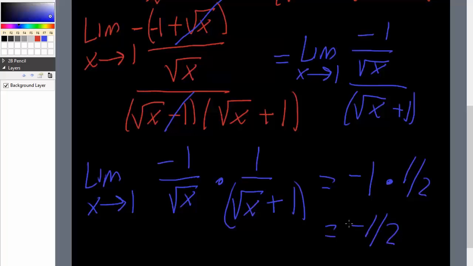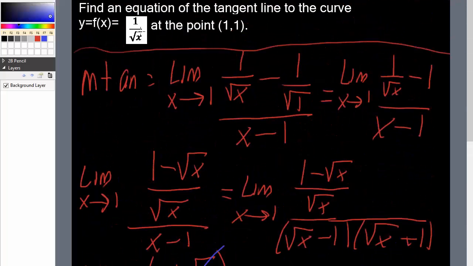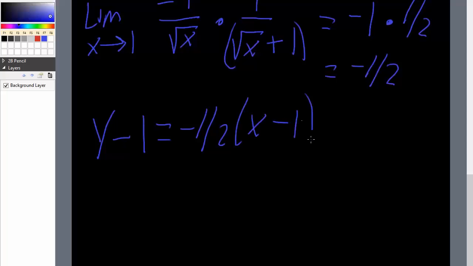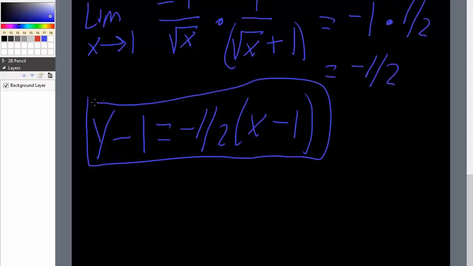But the question says find an equation of the tangent line. So one more step, and that's going to be y minus y1 equals the slope, parentheses, x minus 1. And then this here will be our answer. And that's it.